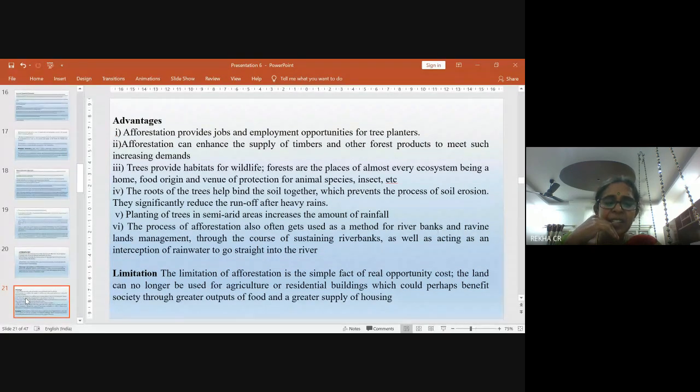The limitation is the land can no longer be used for agriculture or residential buildings, which could perhaps benefit society through greater outputs of food and a greater supply of housing.